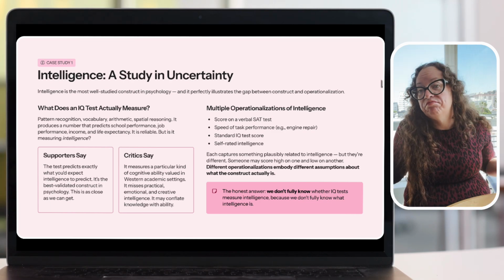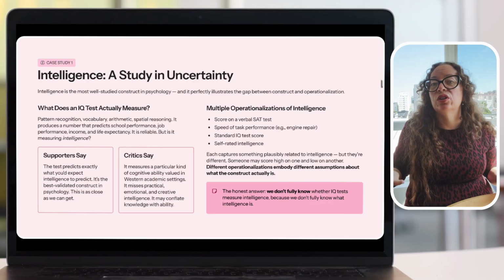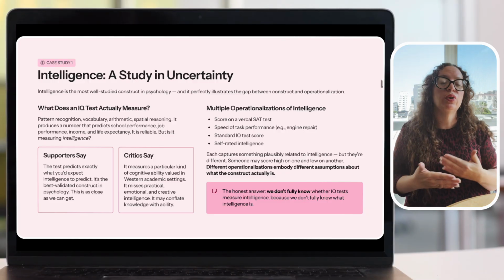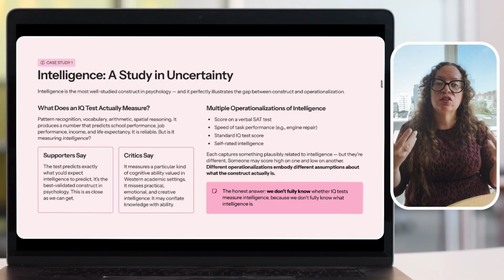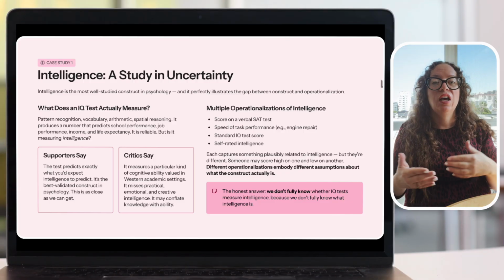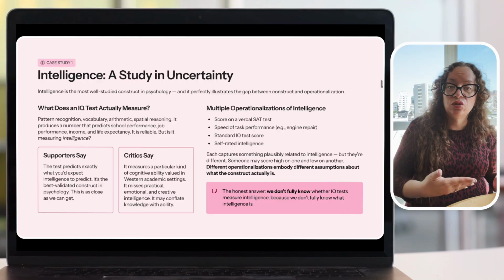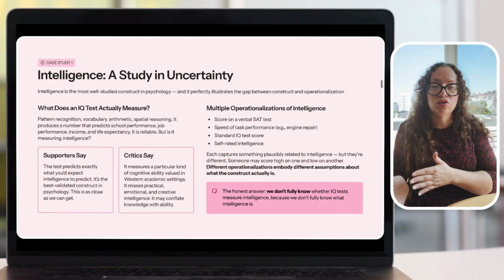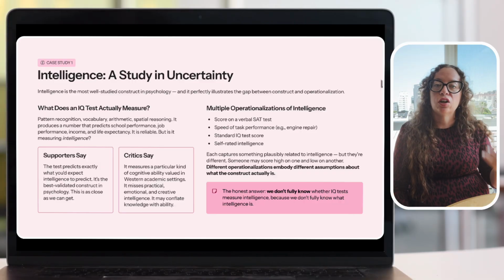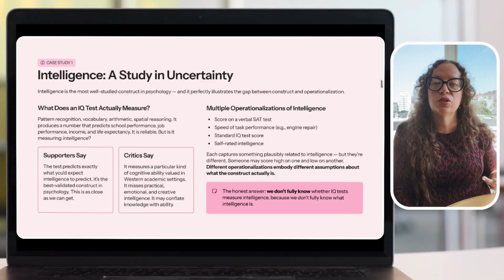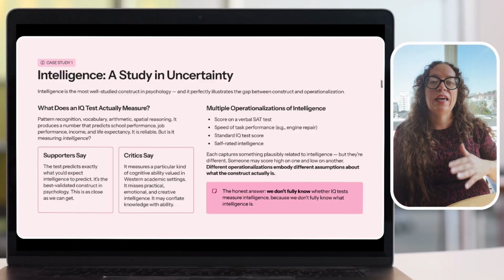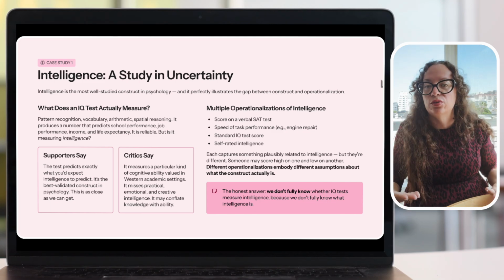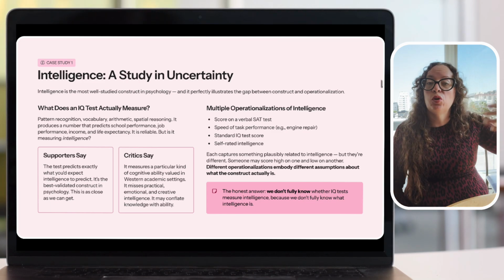So who's right? The honest answer is we don't really know. We don't know whether IQ tests measure intelligence because we don't fully know what intelligence is. We have a construct, this theoretical thing we call intelligence, and we have operationalizations, IQ tests, and we're not certain whether the operationalizations capture the construct. This is not a failure of psychology. This is the human condition when it comes to measuring abstract things. That gap between what we care about and what we can observe is inherent to the enterprise, but you need to be aware of it, okay?